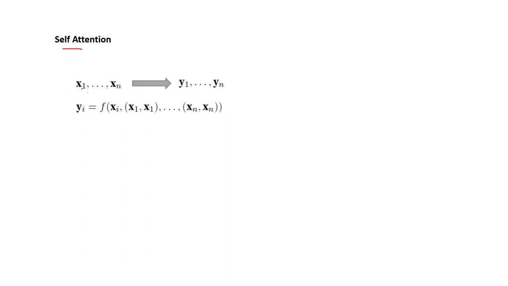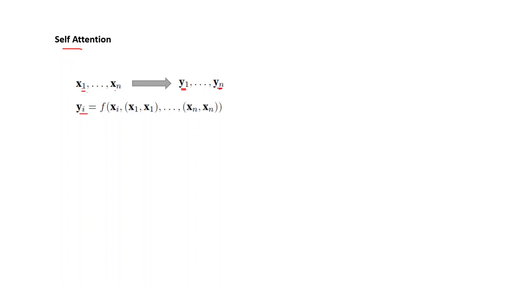Here x1 to xn, we are considering these as the tokens, and when they pass through a multi-head attention using scaled dot product, you get this output y1 to yn, which is of the same dimension as x1 to xn, but transformed.